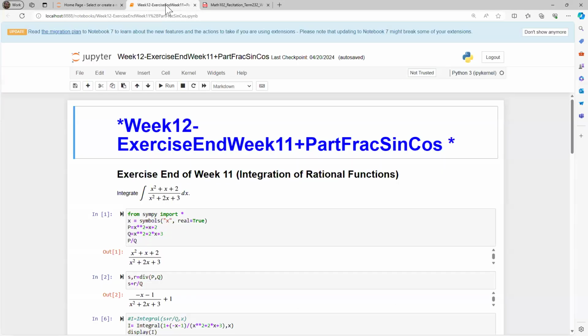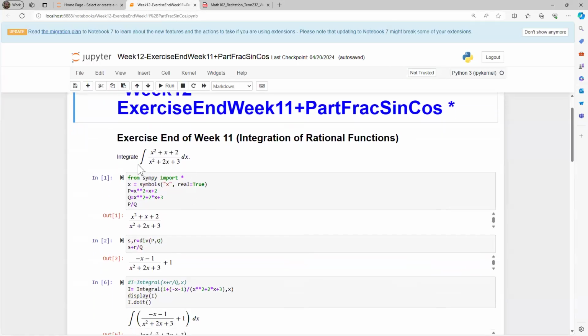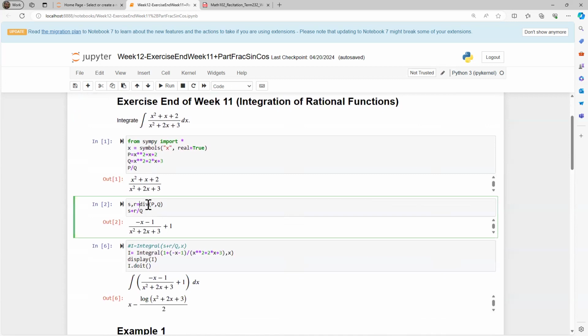Okay, so from the Jupyter notebook, we had exactly the same thing. Here you see the integral of x squared plus x plus 2 divided by x squared plus 2x plus 3. We defined p and q properly using our variable x. We displayed p over q. And we use the division, the div command, to display s and r.